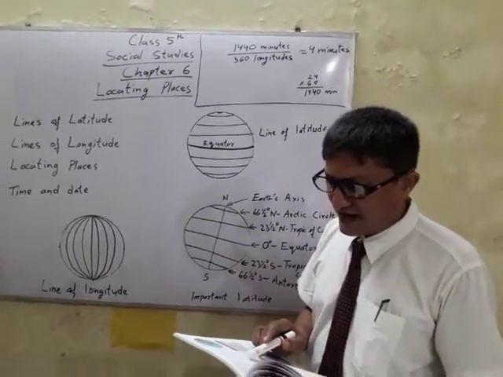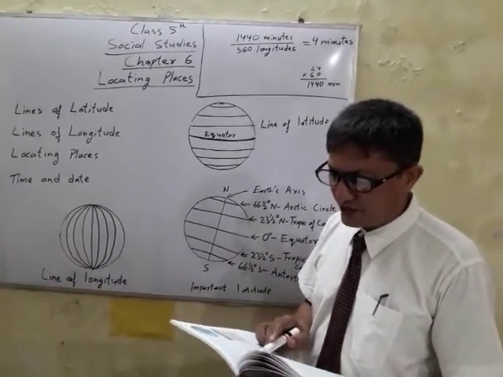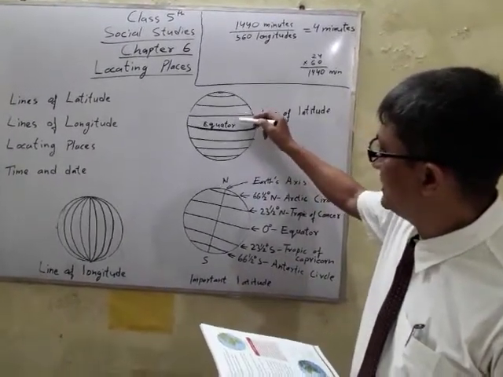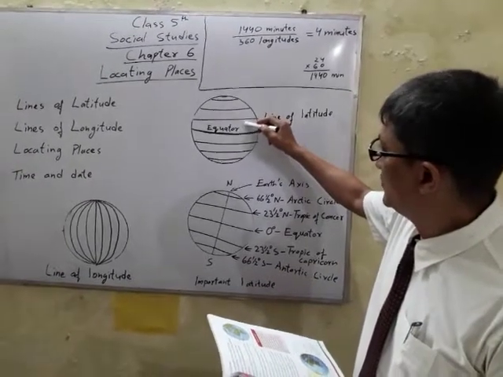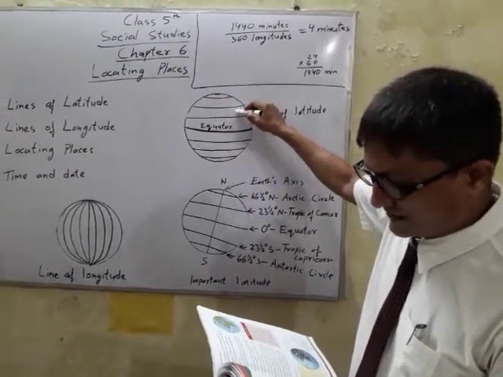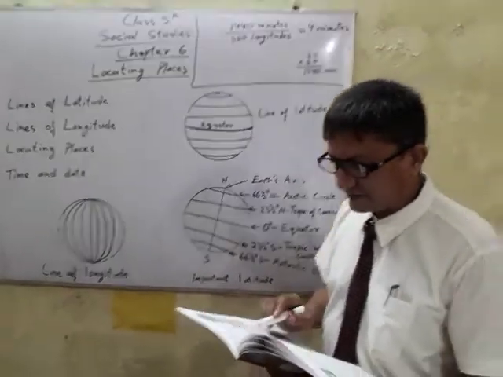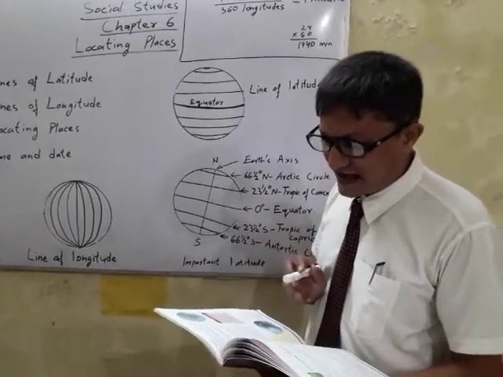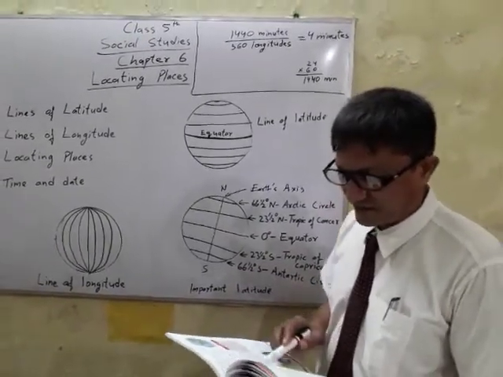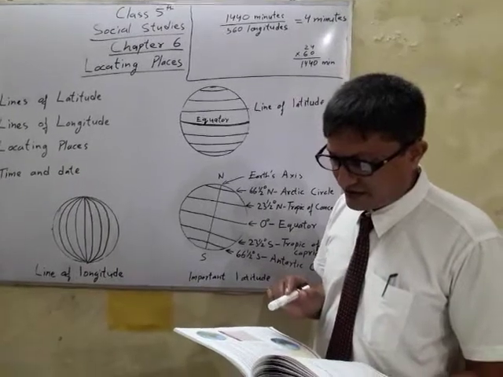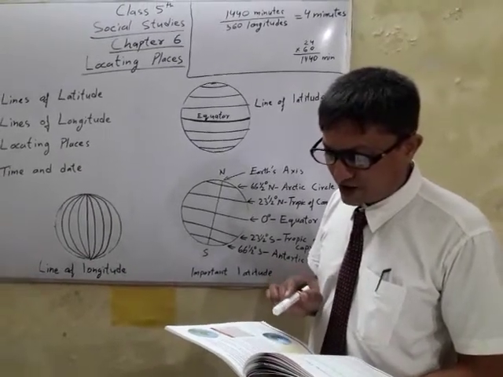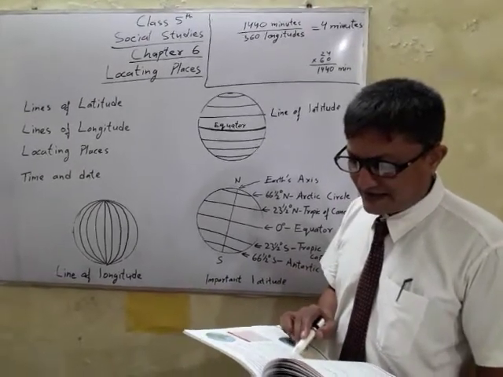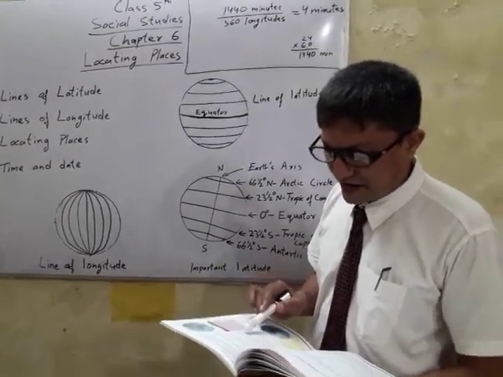The length of the parallels keeps decreasing as we move from the equator to the poles. All the parallels are at an equal distance and they never cross each other. The parallels are numbered in increasing order north and south of the 0-degree equator. N and S indicate the location in the particular hemisphere.